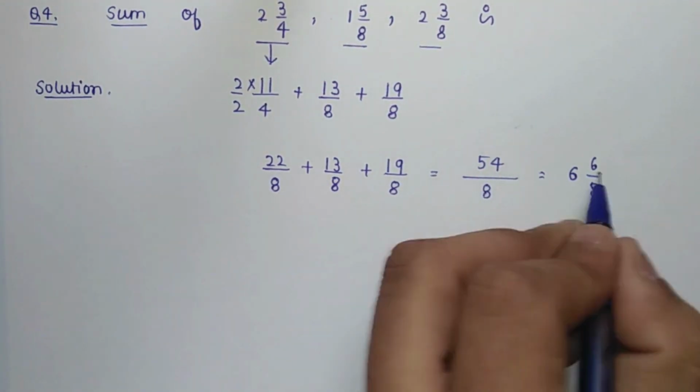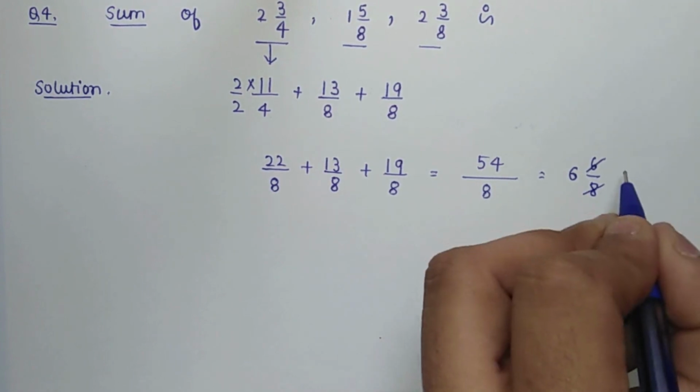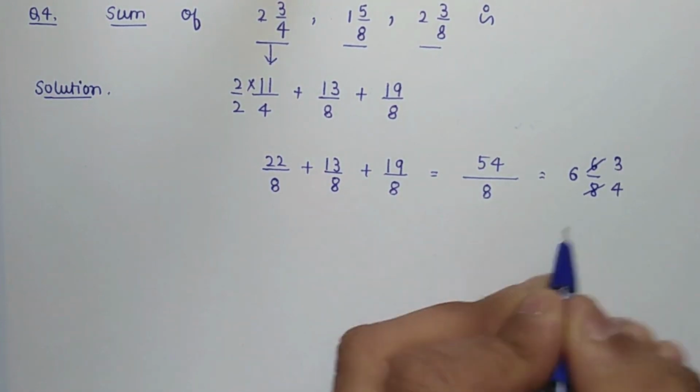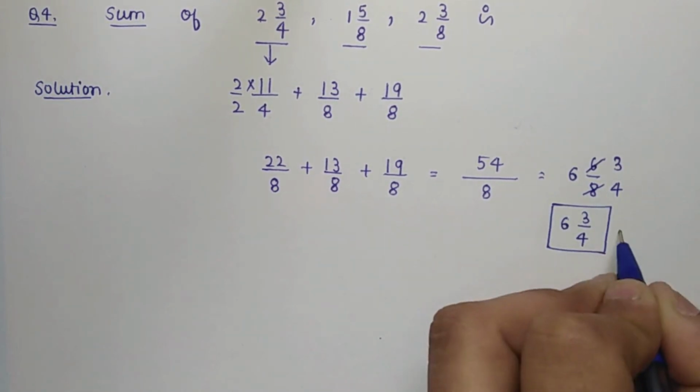We will just convert it back to mixed form, and we can simplify it also. So 2 times 3 is 6, 2 times 4 is 8. So the answer for this question would be 6 whole 3 by 4.